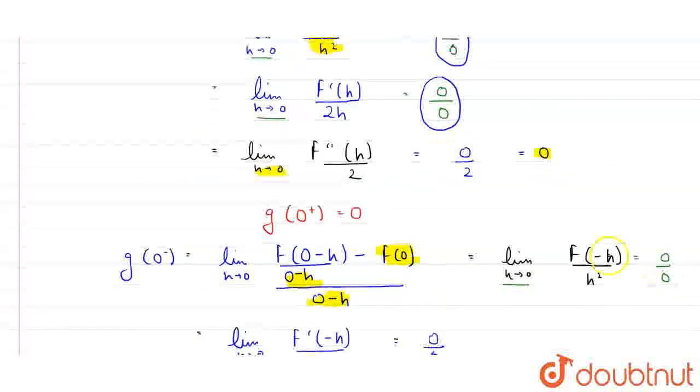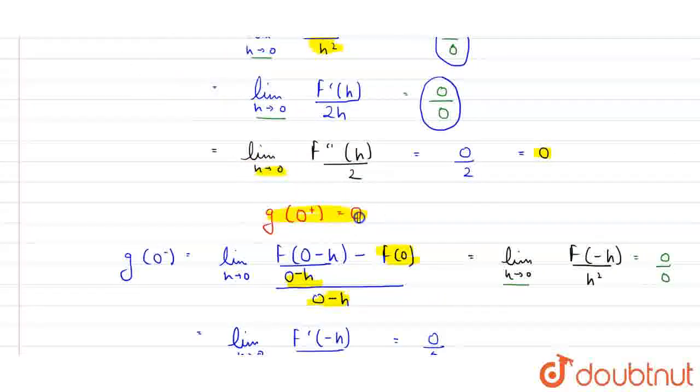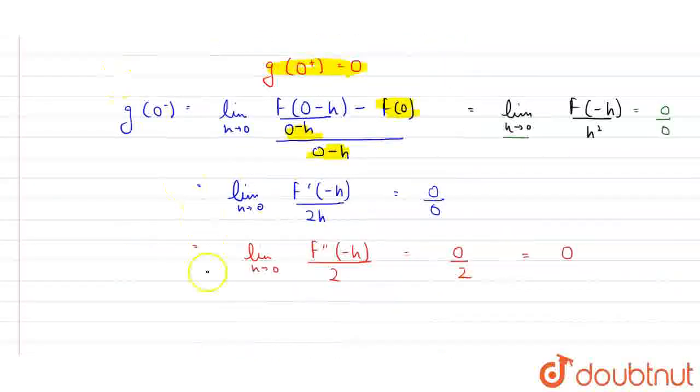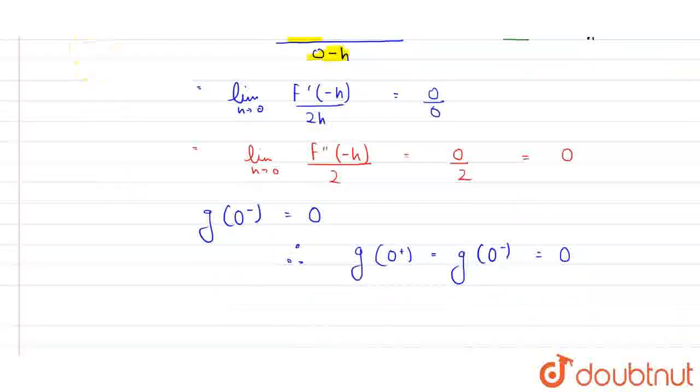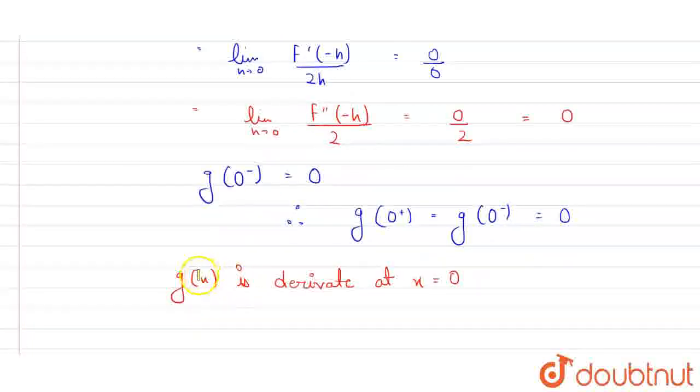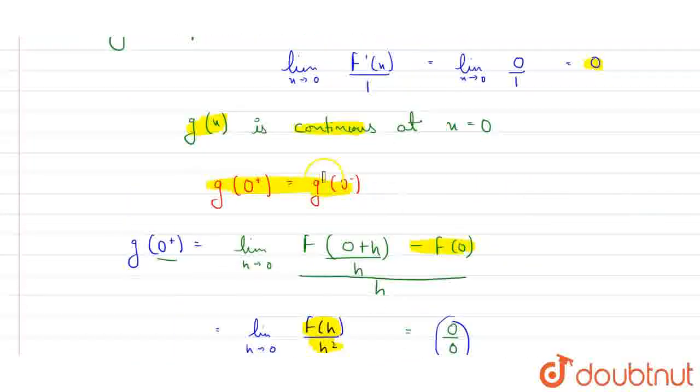So look, what was my g 0 plus, it was equals to 0, and my g 0 minus is also equals to 0. So I can therefore say g 0 plus is equals to g of 0 minus, which is equals to 0. So I can conclude that gx is differentiable at x equals to 0. So we have also proved that gx is derivative at x equals to 0 and gx is also continuous at x equals to 0.